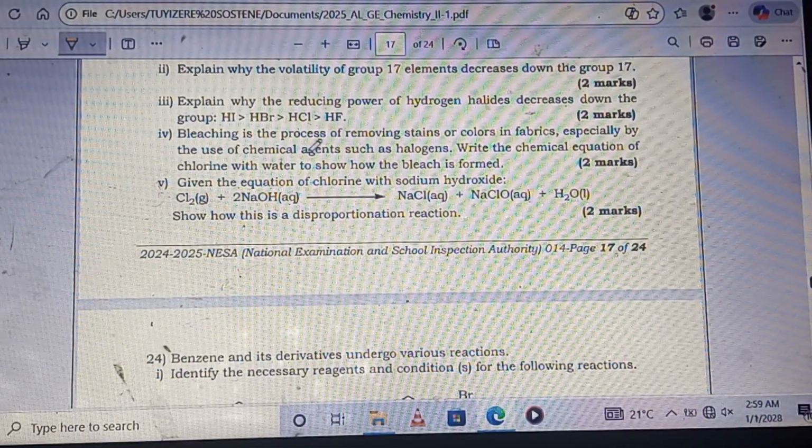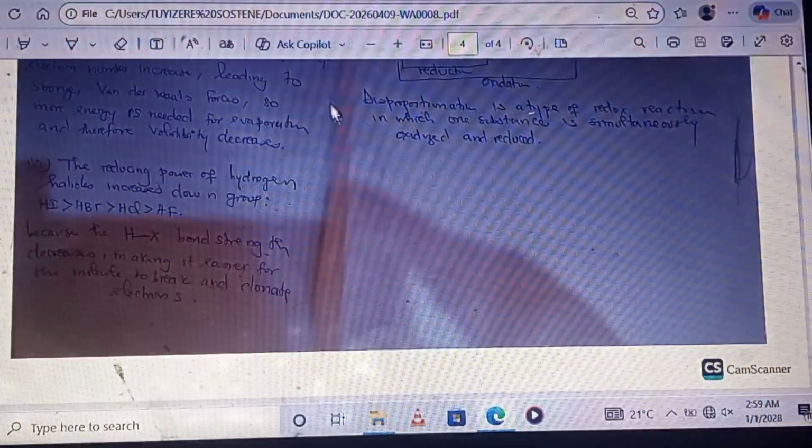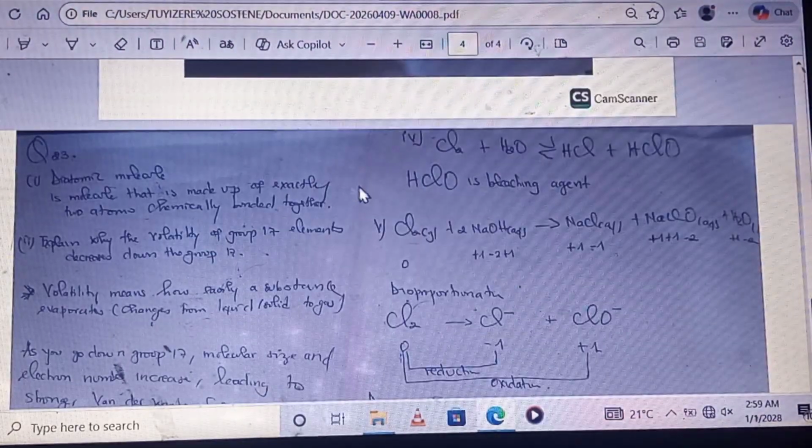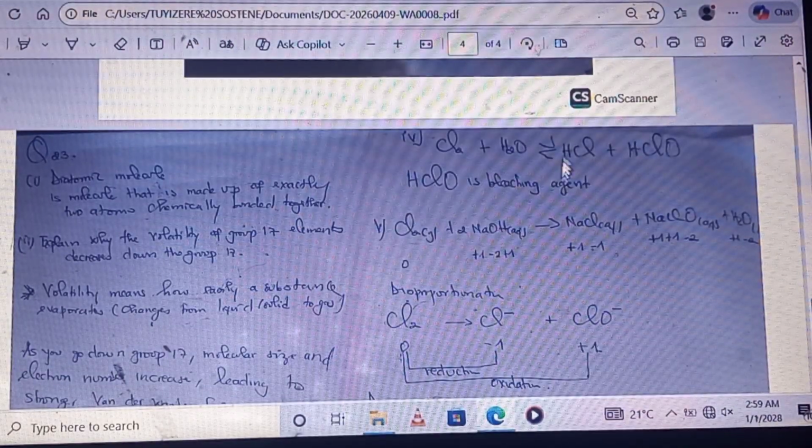IV, bleaching is the process of removing stains or colors in fabrics, especially by the use of chemical agents such as halogens. Write the chemical equation of chlorine with water to show how the bleach is formed. The equation is: chlorine reacts with water to form hydrogen chloride and hypochlorous acid. This hypochlorous acid is what we call the bleaching agent.